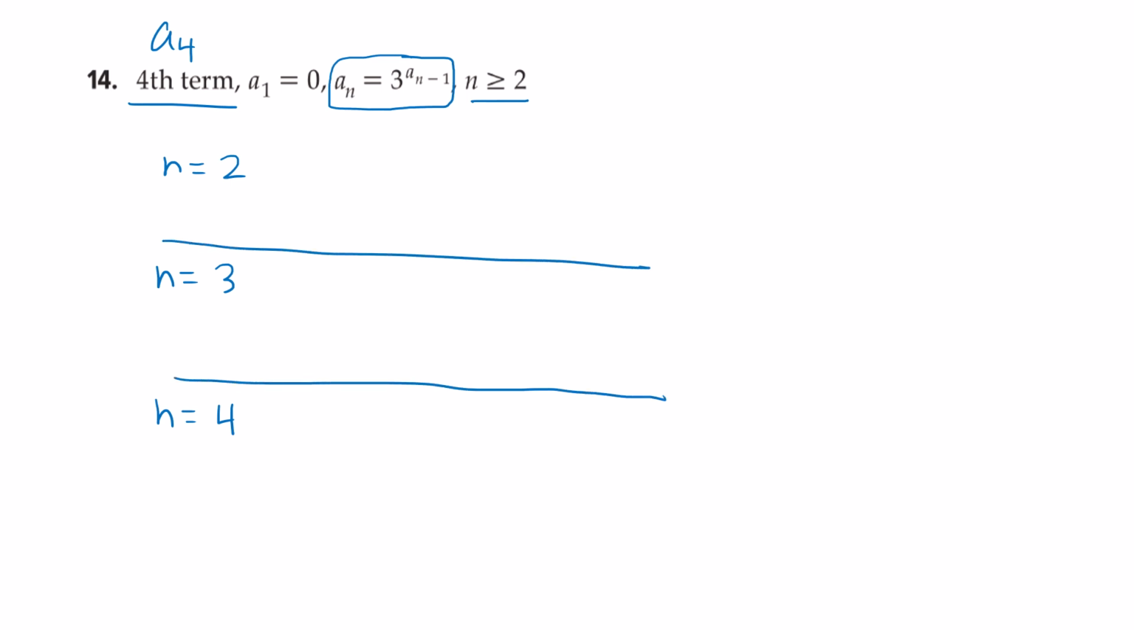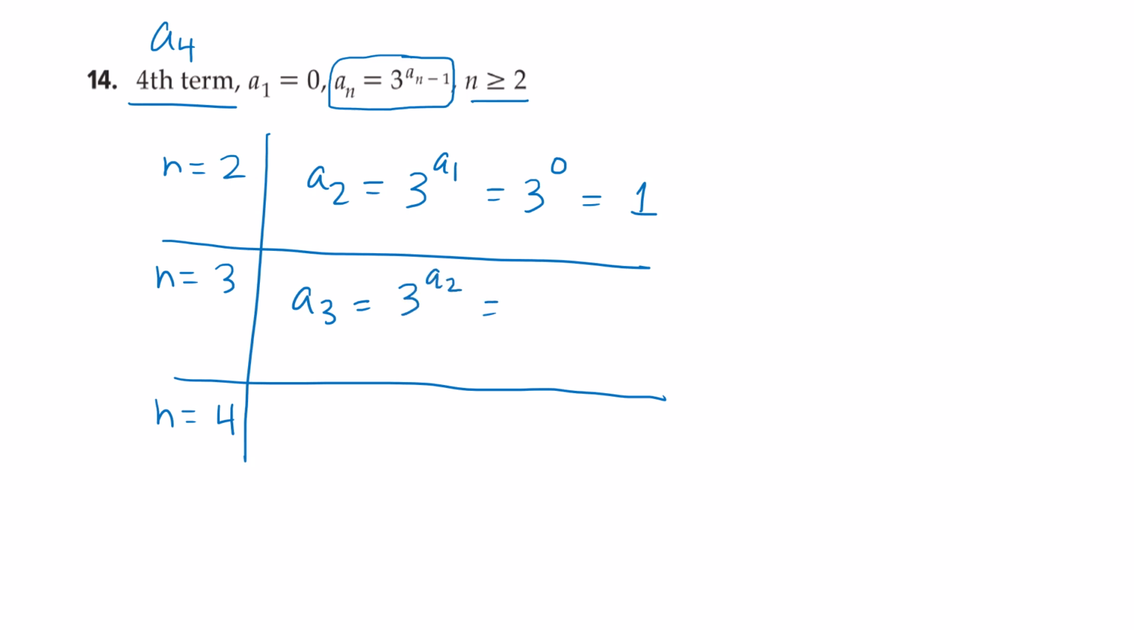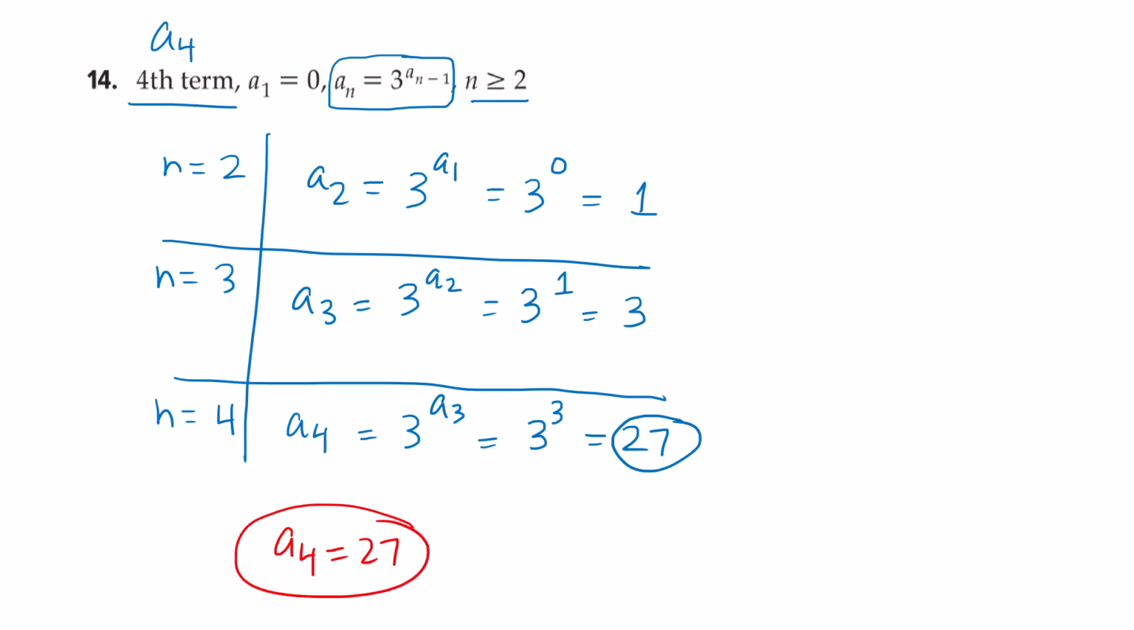Okay, so when I put n as 2, let's see what I get. a2 is equal to 3 raised to the previous term, a1. So 3 to the power 0 is 1. Remember, any number raised to the power 0 is always 1. Now I go to a3. For a3, the previous term is a2. So 3 to the power a2, so 3 to the power 1 is 3. Then finally a4, this is 3 raised to the power of the previous term a3. So 3 to the power 3, which is 27. So your final answer for a4 is 27. This is how the recursive formula is applied.